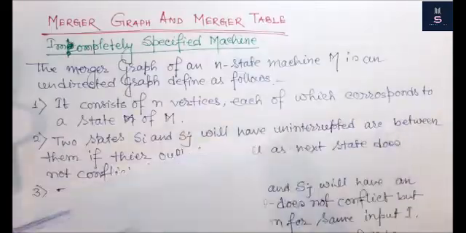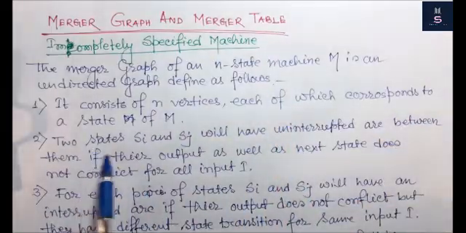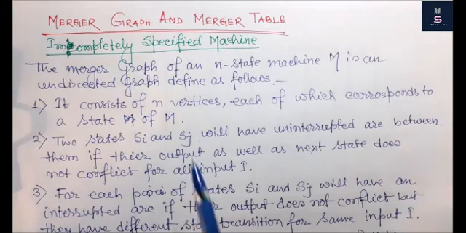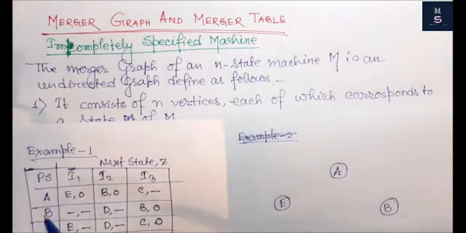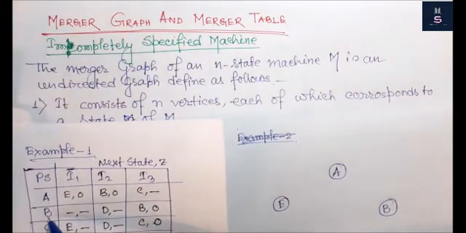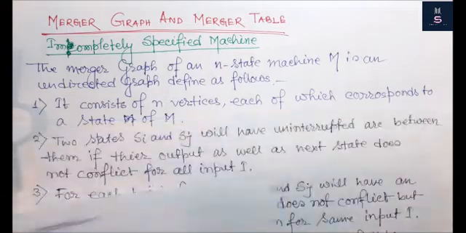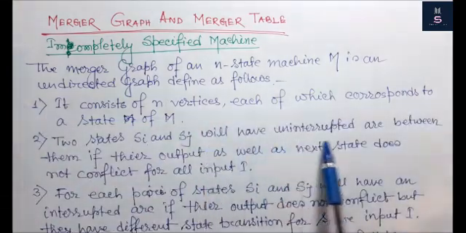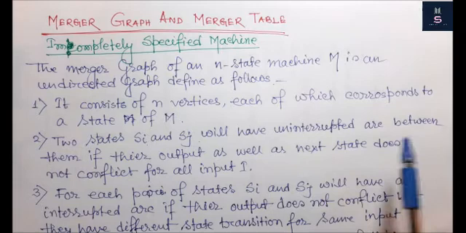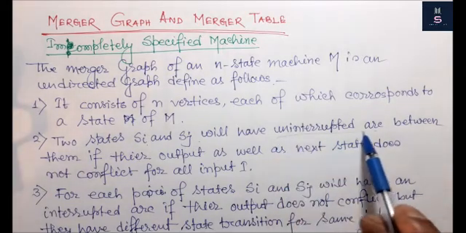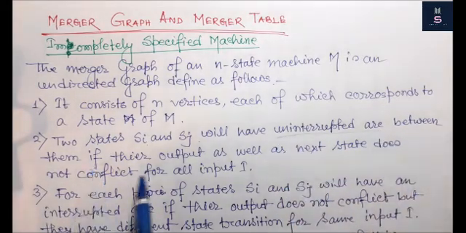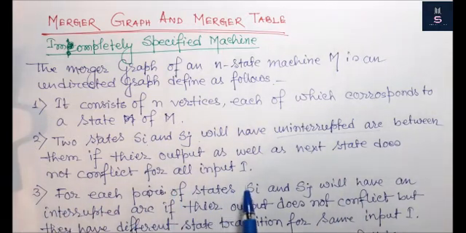Then for two states Si and Sj, if I compare A and B, if I consider two states, they will have an uninterrupted arc between them. I will discuss what an uninterrupted arc means: it exists if their outputs as well as their next states do not conflict for their inputs.